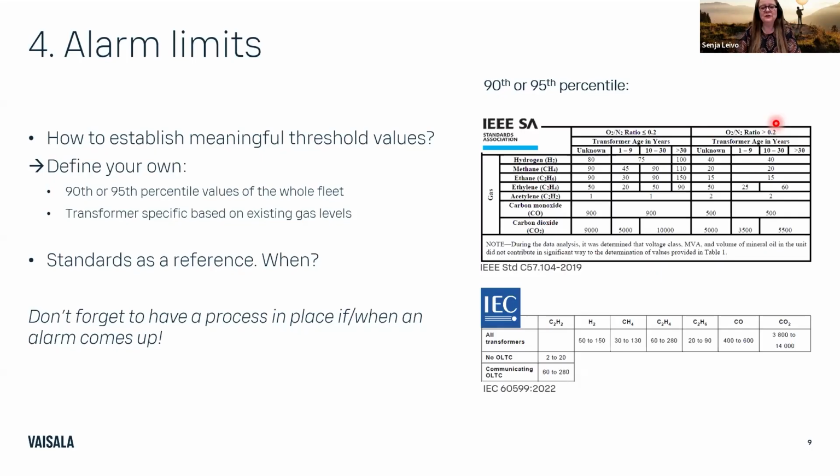People have been disappointed at getting too many alarms, and I think it's partly because of the monitors behaving stupidly, but in many cases it's because you just follow the typical values in the standards, which don't take into account the use of the transformers. Some transformers may typically have much higher levels, and some may typically have much lower levels. That's why you should really look at your existing fleet.